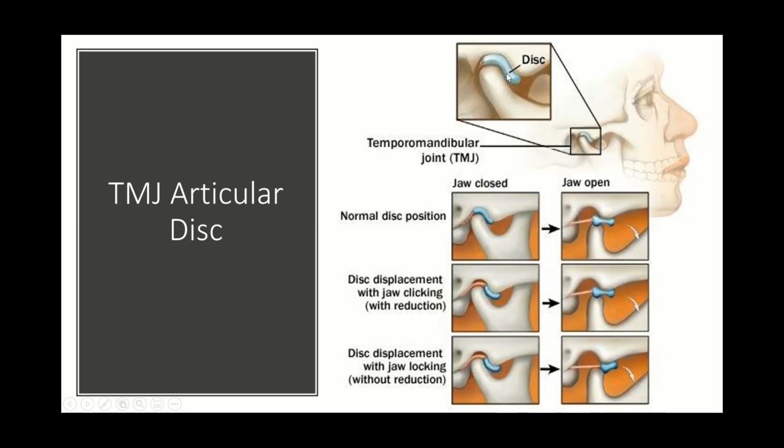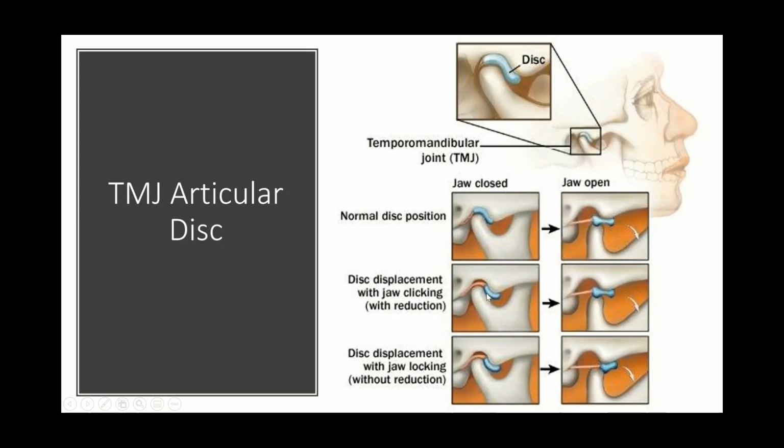So that disc provides a little bit of cushion as well as allows the joint to glide as the mouth opens and closes. We can look at the abnormal positions of this disc, and it also gives us some insight as to why we will have pain, why we'll have clicking, why we'll have locking of the joint. So with the disc, as we open the jaw normally, that disc is going to slide forward as the jaw hinges upon that disc.